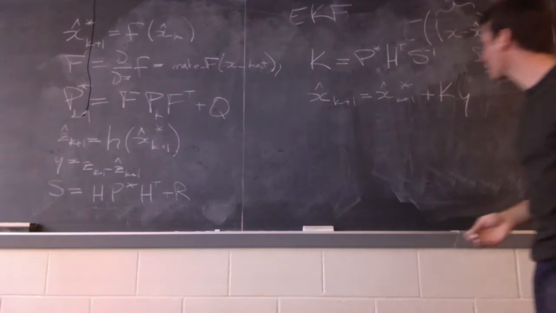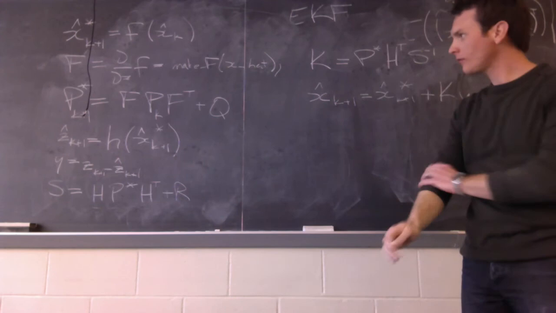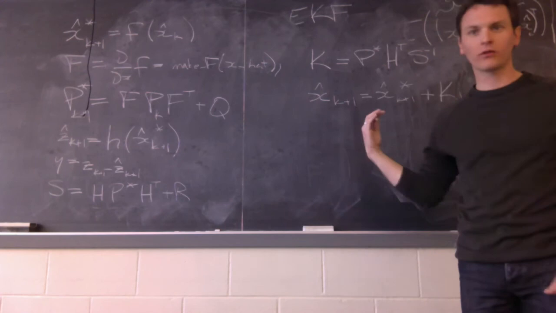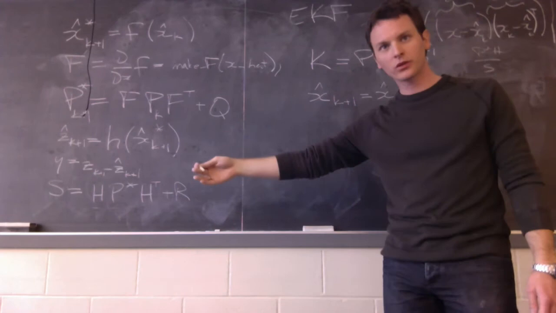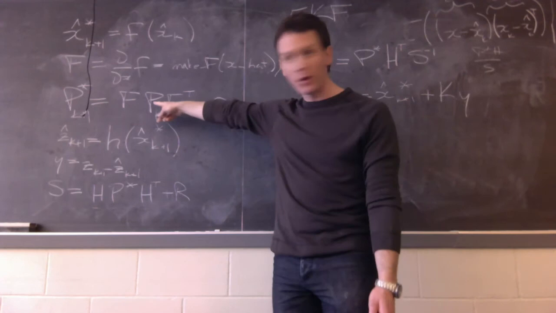Cool. So we've updated our estimate. And if we wanted to do this for one time step, we're actually done. We can wipe the chalk off our hands and go home. But if I'm going to run this again, I'm about to get another sensor reading. So I want to propagate forward again. That means when I propagate forward, I'm going to need my knowledge of my uncertainty for next time.